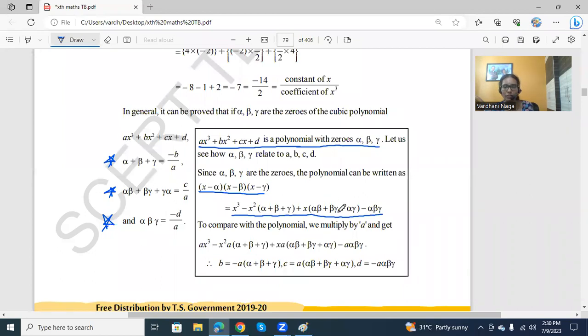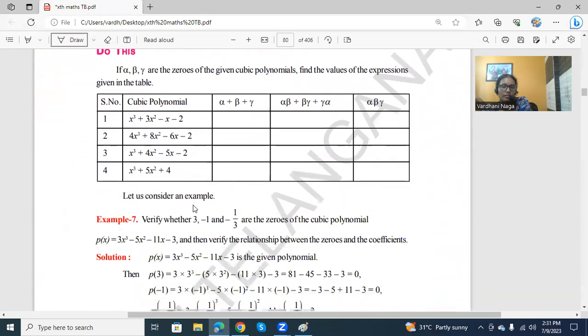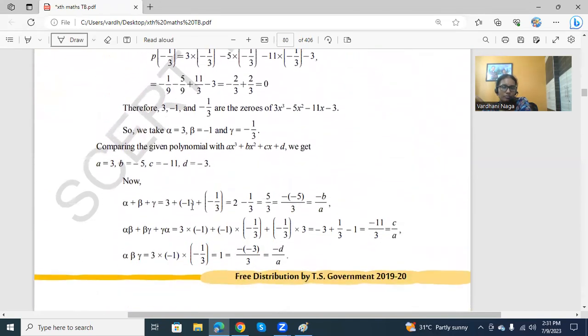Next, if you want to find alpha beta plus beta gamma plus alpha gamma, then it is c by a, the x coefficient divided by the x cube coefficient. And if you want to find the product of the zeros, alpha beta gamma, then it is minus d by a, the negative of the constant term by the x cube coefficient. Okay. So we are going to use all these things for solving exercise 3.3 questions. Let us discuss exercise 3.3 questions.